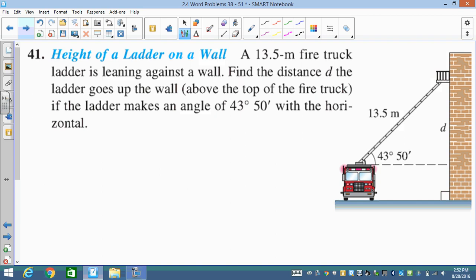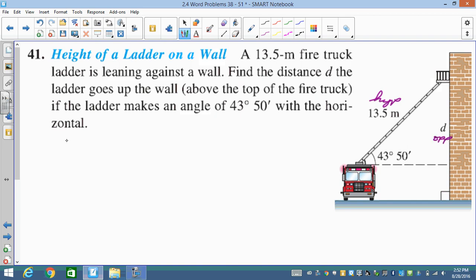Okay, so let's look at some word problems here. It says the height of a ladder on a wall. A 13.5 meter fire truck ladder is leaning against a wall. There it is, 13.5, there's the ladder. Find the distance D the ladder goes up the wall above the top of the fire truck. So they're going from the top of the fire truck, how far up the building does it go? If the ladder makes an angle of 43 degrees 50 minutes with the horizontal. So we have an angle of elevation here. We're looking for this. This is equivalent to the hypotenuse, important to know, and this would be the side opposite.